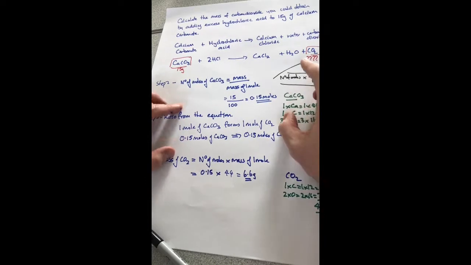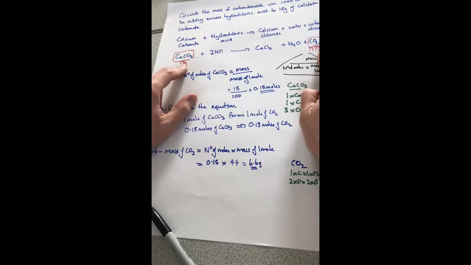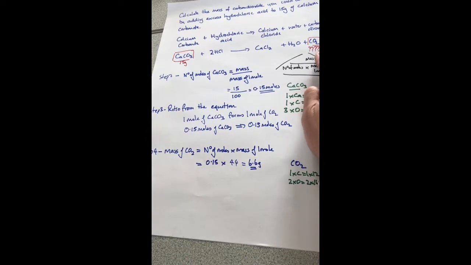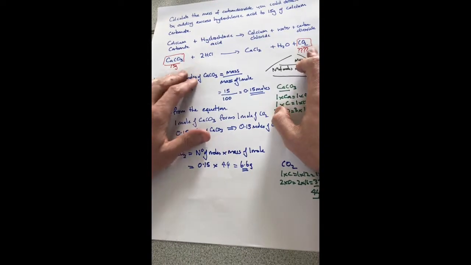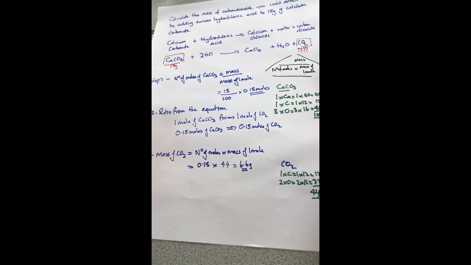Remember, don't fall into any traps. If this was 15 tons, this would be 6.6 tons. If it was 15 kilograms, this would be 6.6 kilograms. The units don't matter as long as they're the same each side. The ratio in that reaction will be the same.